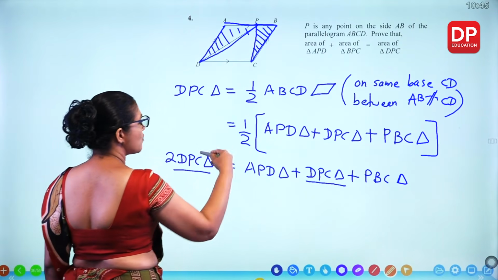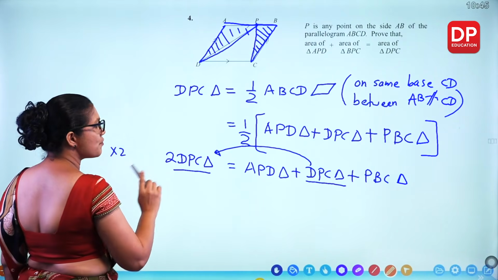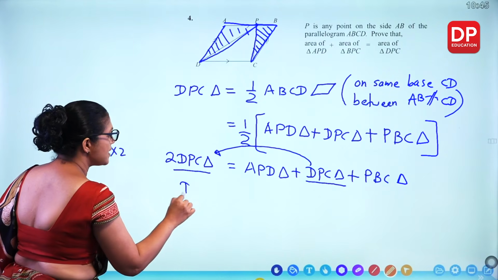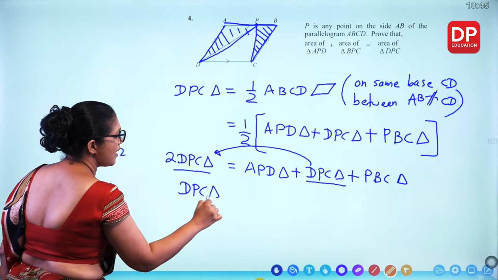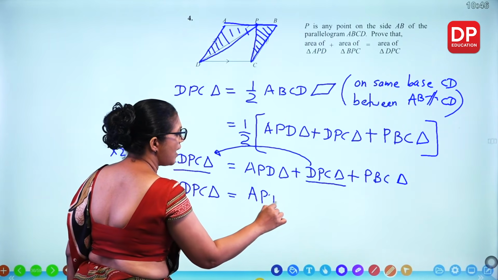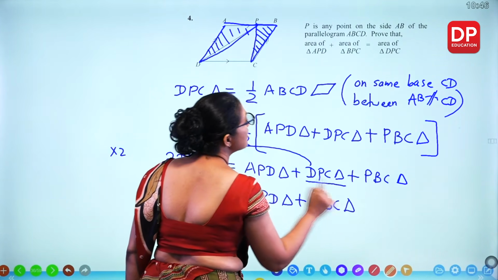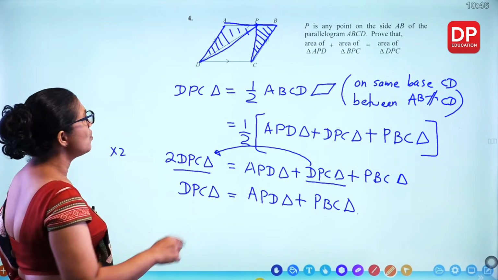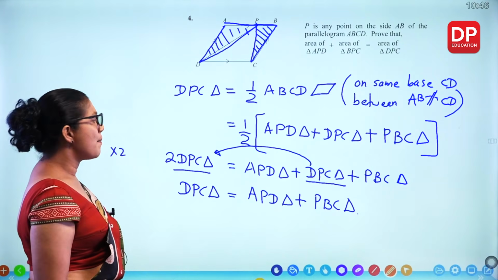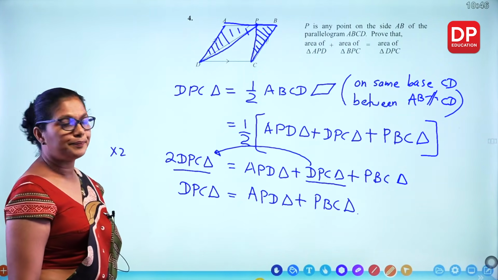Now I have same terms here. I want to take this one to this side. When I take this one to this side, I can subtract 1. 2 DPC minus DPC, I am getting 1 DPC triangle. That's equal to APD triangle plus PBC triangle. That's what we need to find. DPC triangle is APD triangle area plus BPC or PBC.